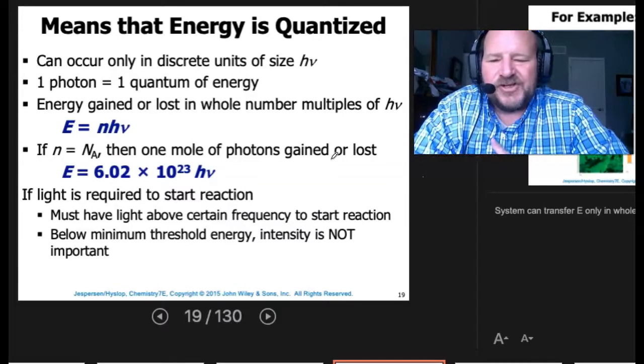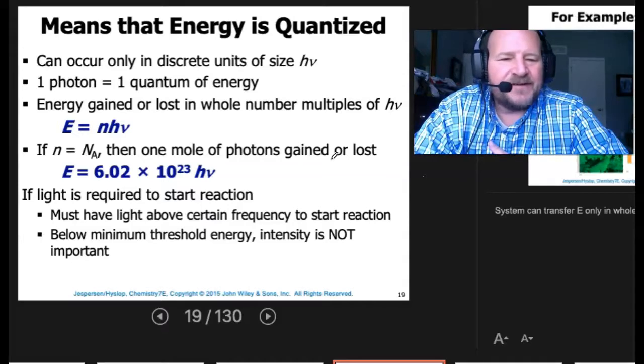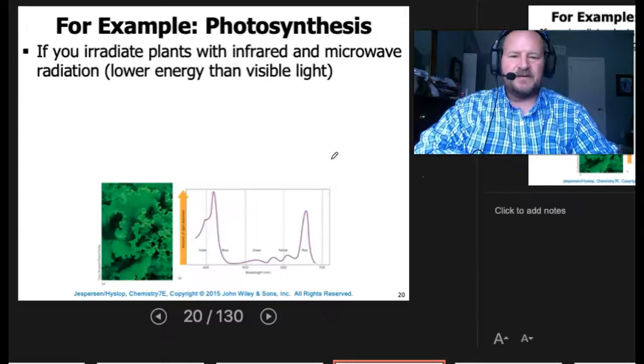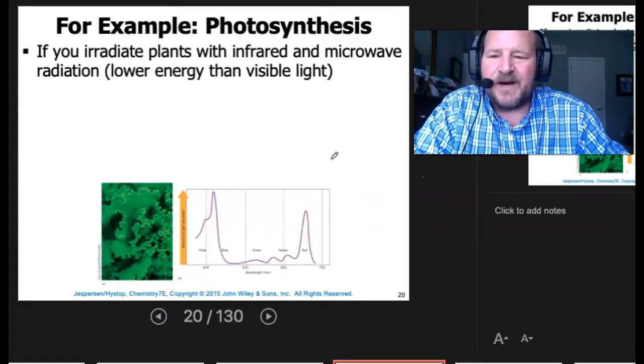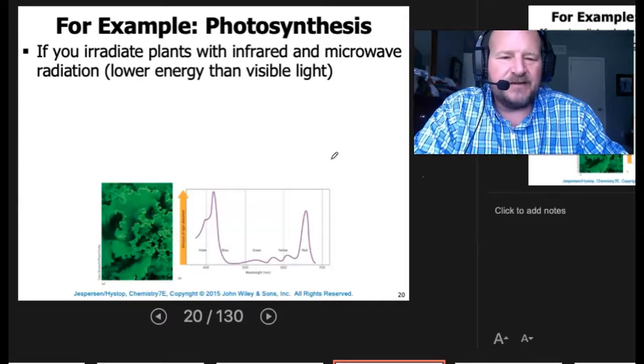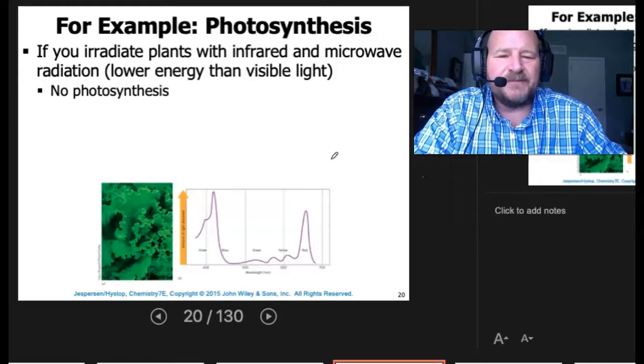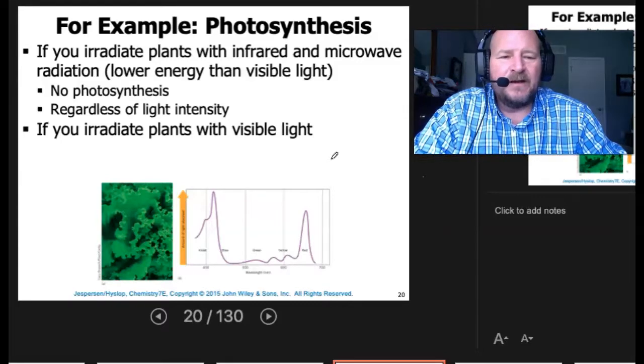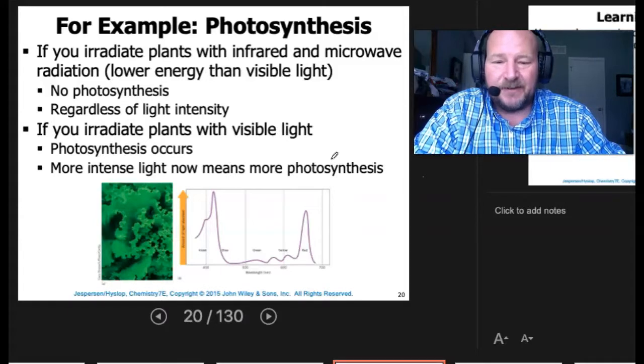Below that minimum threshold energy, it doesn't matter how much intensity we have, it's not going to work. An example of this would be photosynthesis. If you irradiate plants with infrared and microwave radiation, lower energy than visible light, then you get no photosynthesis. So a heat lamp doesn't help no matter how much intensity you turn on. The heat lamp will not help the plant start and complete photosynthesis. If we irradiate plants with visible light, photosynthesis can occur. And if you turn that light up, you should get more intense photosynthesis as well.